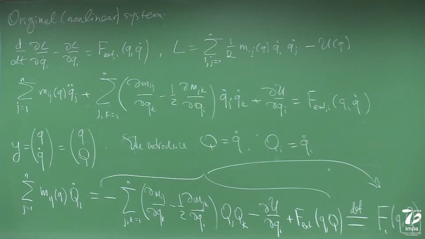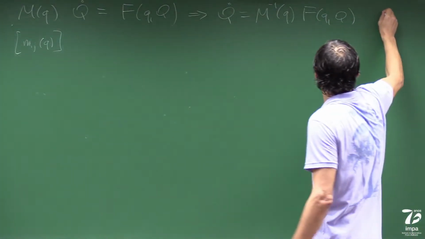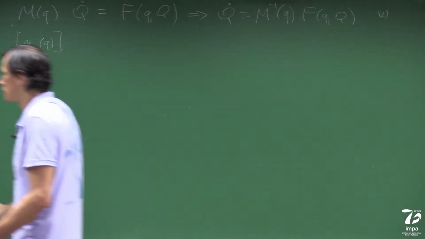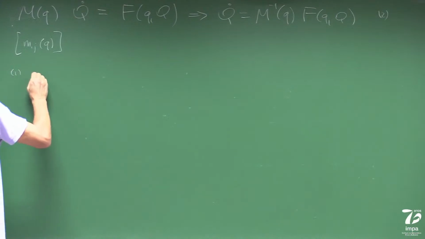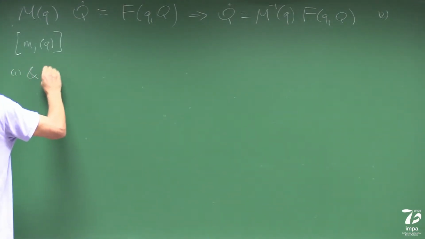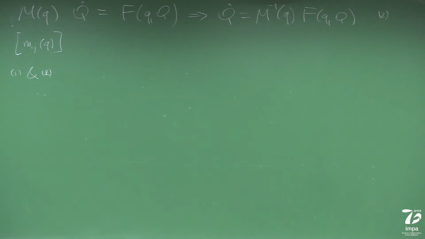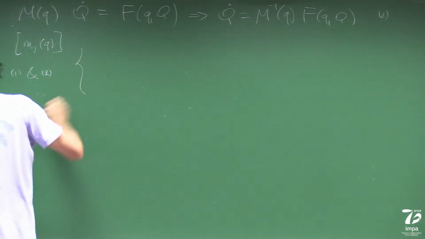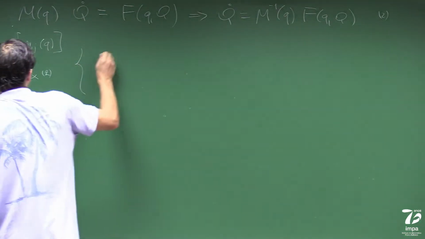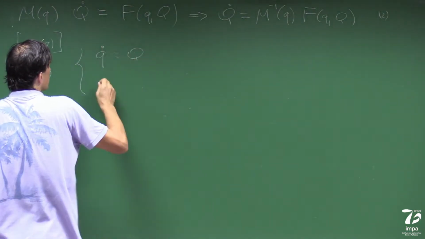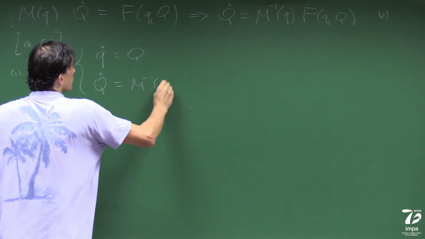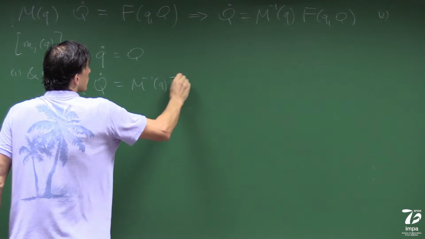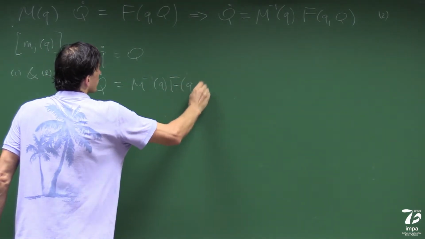Mass metric is always invertible. Okay, so then let's take this as a second equation and this as a first equation. So we take the first and second equation and form a system. So this equation gives us q dot equal Q, and the second equation gives you Q dot capital is minus M inverse of q times f of q.